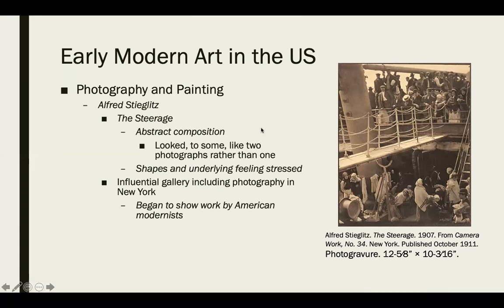The abstract composition that we see here looks to some like two photographs that have been overlapped with one another, or collaged together. The shapes and underlying feeling of stress are very intentional in the composition. Stieglitz opens an influential gallery that includes photography in New York, which becomes really profound because we weren't seeing photography in our art galleries up until then. And he began to show work by the American modernists as well.